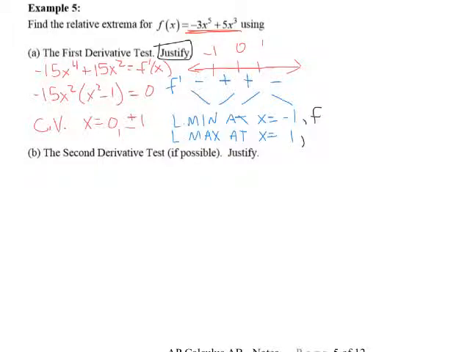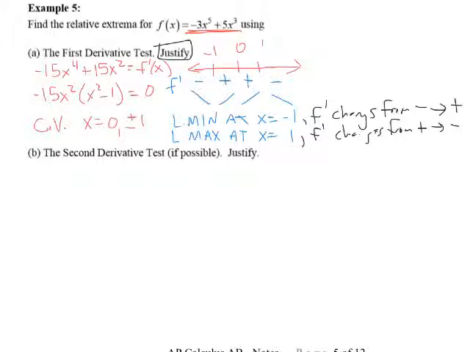Since the question asks us to justify it, we need to include a justification. Using the first derivative test, f prime changes from negative to positive, giving us the local min, and f prime changes from positive to negative, giving us the local max. So there's the first derivative test, a little refresher on it. Now let's see how this runs with the second derivative test.